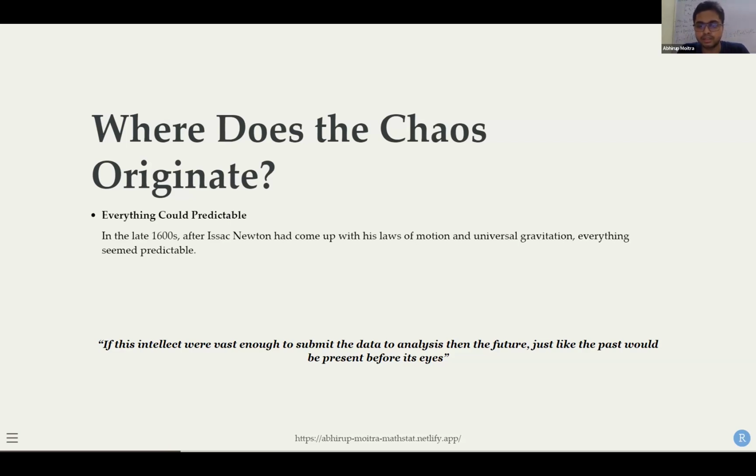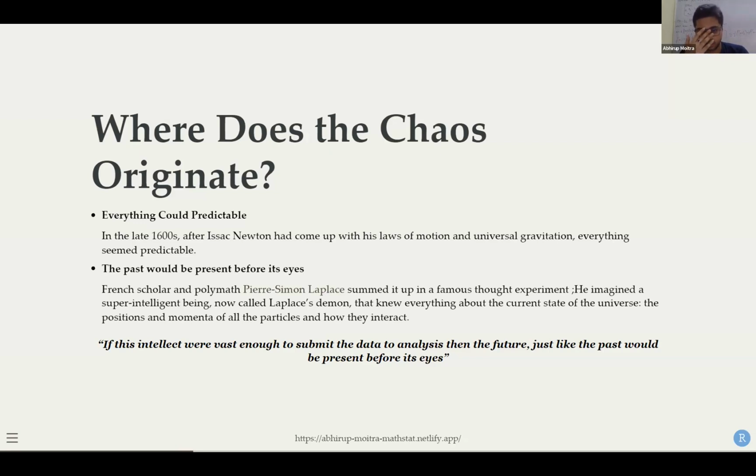In the late 1600s, after Isaac Newton had come up with his laws of motion and universal gravitation, everything seemed predictable. We could explain the motions of all the planets and moons, and we could predict an eclipse and the appearances of comets with pinpoint accuracy centuries in advance. This is totally determinism, the view that the future is already fixed, so we just have to wait for it to manifest itself.